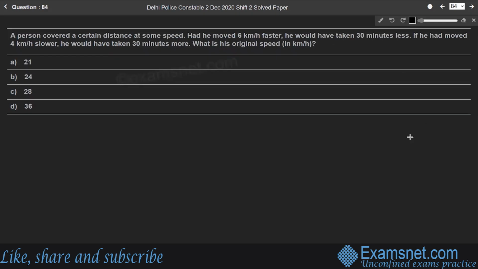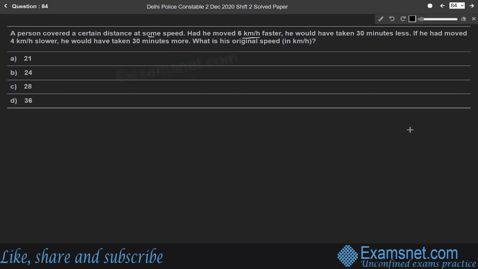Question 84. A person covered a certain distance at some speed. If he had moved 6 km per hour faster, he would have taken 30 minutes less. If he had moved 4 km per hour slower, he would have taken 30 minutes more. What is his original speed? We know that speed is equal to distance by time, hence distance is equal to speed into time. So here let m be the original speed. Solution.